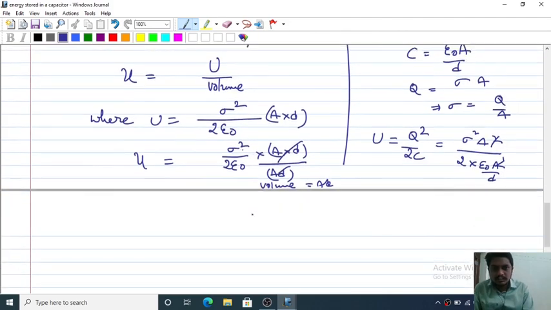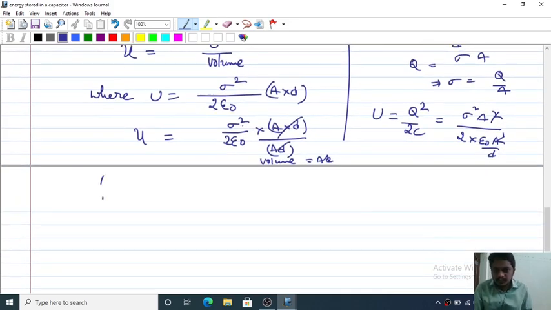Therefore the energy density can be represented as energy density u is equal to sigma square by 2 epsilon naught.